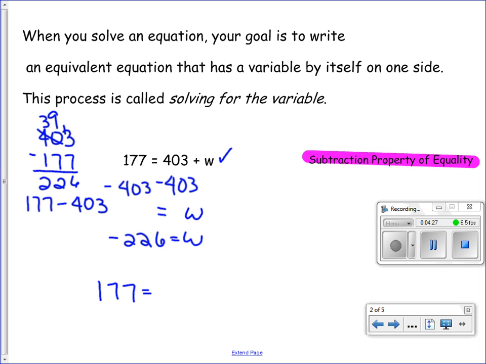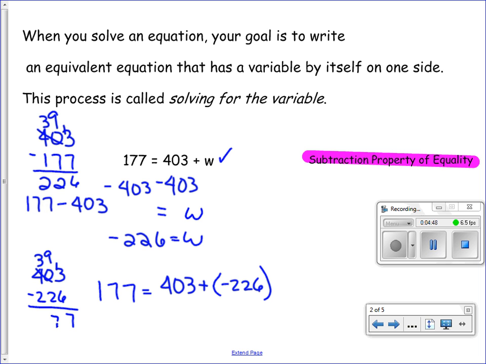177 is equal to 403 plus negative 226. So you can come to the side, 403 minus 226 is 177. So that is your solution. Again, the property that we used is the subtraction property of equality. We subtracted 403 from each side.